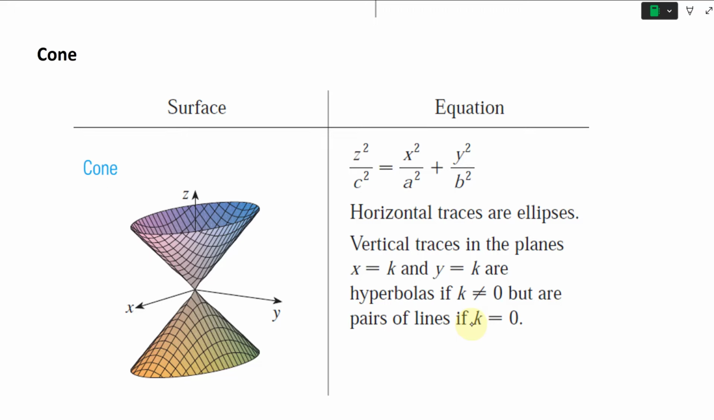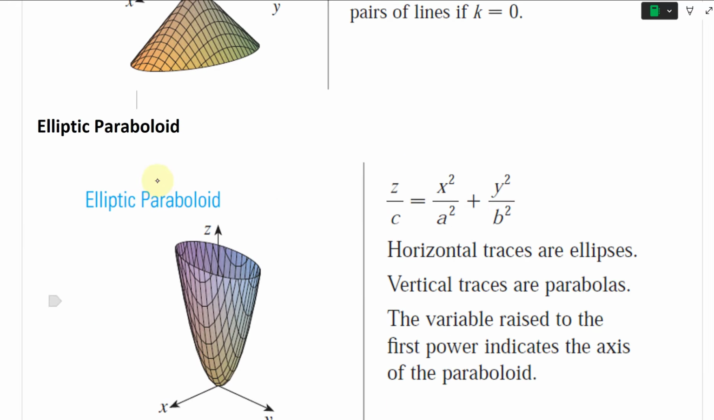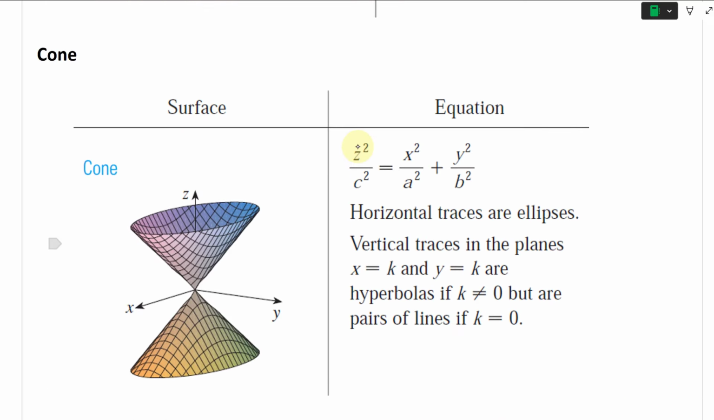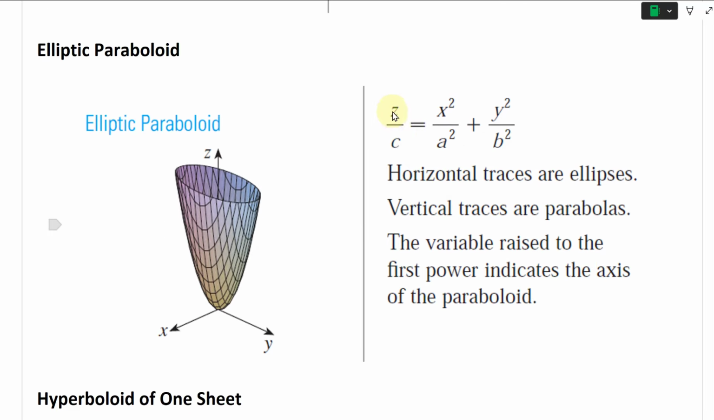So that's a cone. And then you also have the elliptic paraboloid right here. This one is similar to the previous one, except instead of the squared, you get rid of the power there. The vertical one has a power of 1. So horizontal traces are ellipses, vertical traces are parabolas. For the elliptic paraboloid, you have ellipses this way, then you have parabolas going up vertically.